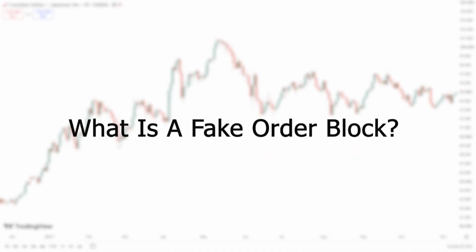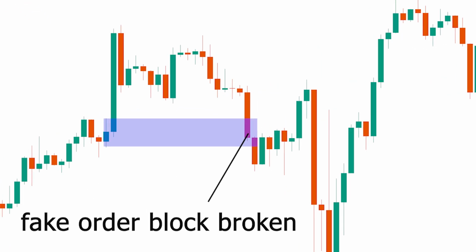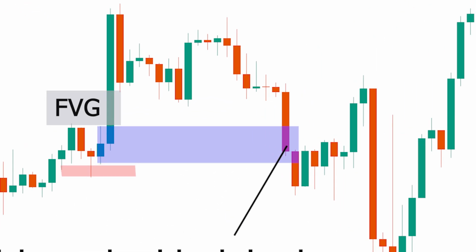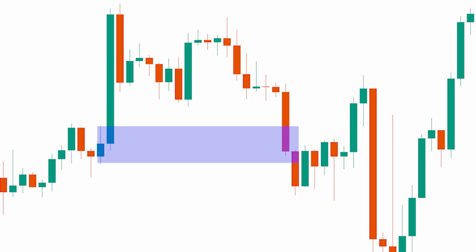What is a fake order block? A fake order block, often referred to as a trading trap, is a price zone that appears to meet the visual definition of an order block, but lacks genuine institutional participation. At first glance, it may look convincing. For example, it could be the last bearish candle before a bullish move, or the last bullish candle before a decline. However, its appearance alone does not make it a valid institutional order block.